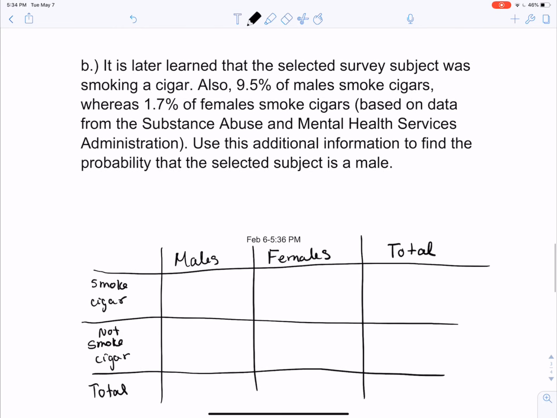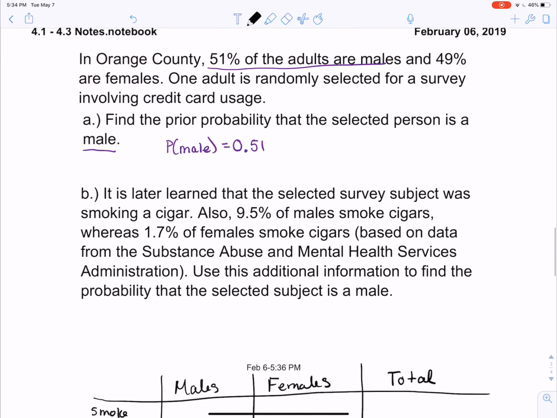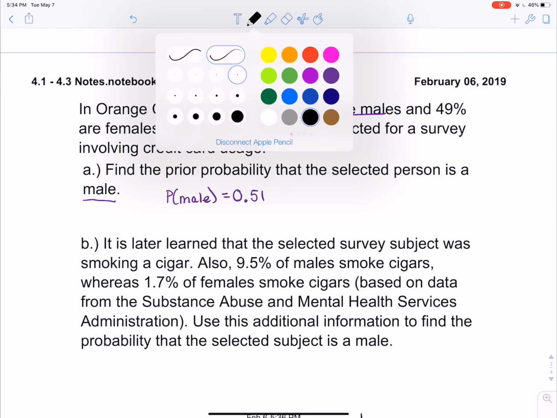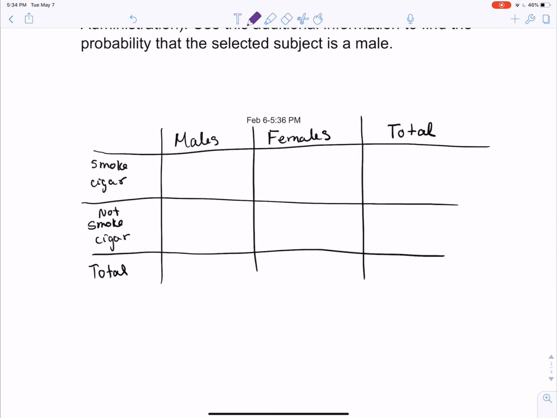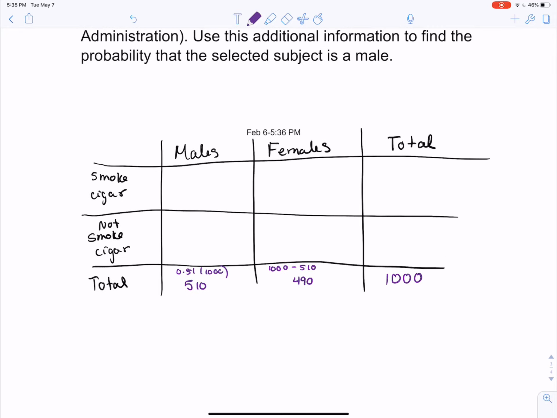So if we look back at that prior probability, they told us that 51% of the adults are males. So first I need to pick a total. I'm going to stick with 1,000 because it's what we chose before. Then to figure out my total number of males, I'm going to do my 0.51 times 1,000. That tells me that there's 510 males. To find my females, I'm going to do my 1,000 minus 510 to find that there's 490 females. So that's from my prior probability.